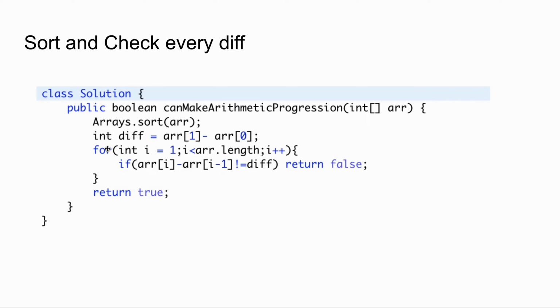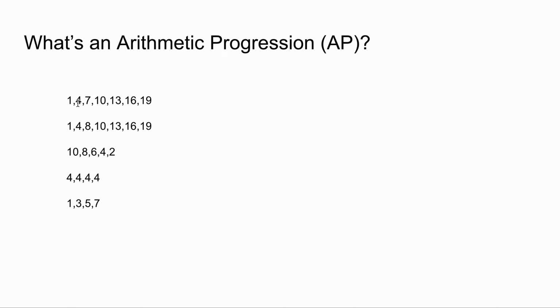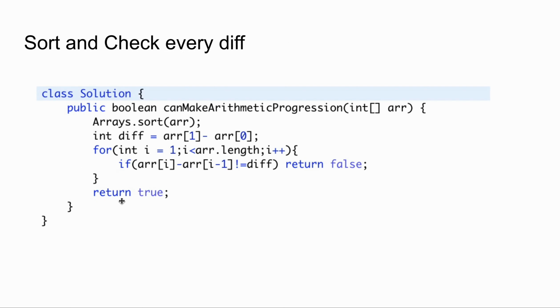What we do is first we sort the array and we find out the difference. That is the difference between the first element and the 0th element. Then we check for every element: if the difference between the element and the previous element is equal to the actual difference that we found out. If it is not, then we will return false. Finally, if every element matches, we will return true.